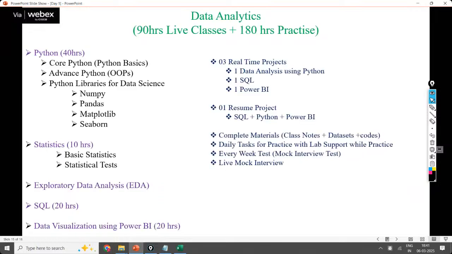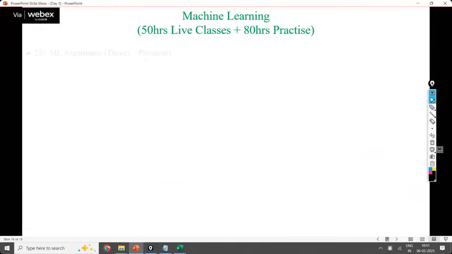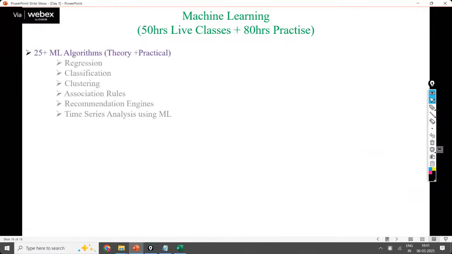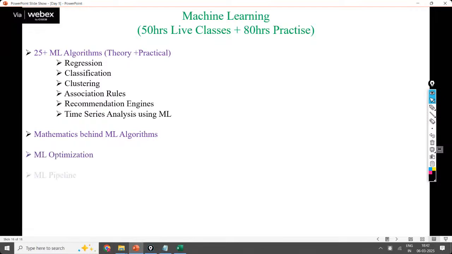Now, once this is completed, we'll move on to machine learning. In machine learning, we are going to cover multiple algorithms, starting from regression, classification. These are the different types of techniques of ML. And we are going to see the maths behind this. We are going to understand the maths in detail, not only the practical part. And how to test, how to get better accuracy, that is ML optimization, ML pipeline, and finally how to deploy in the cloud, right? Along with ML operations.